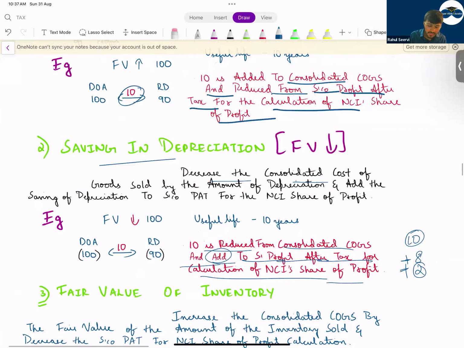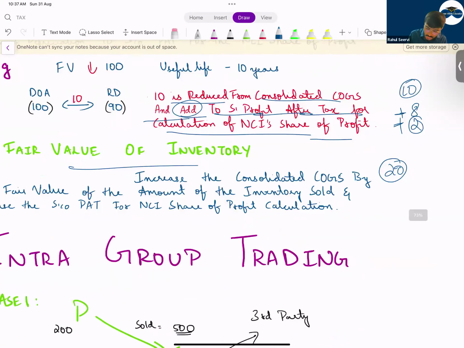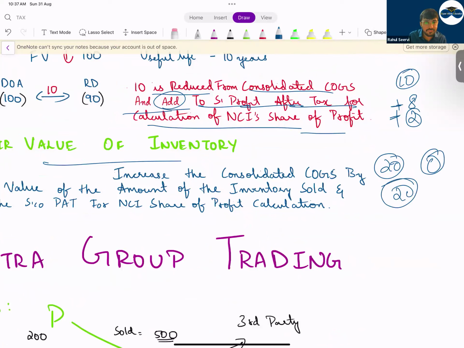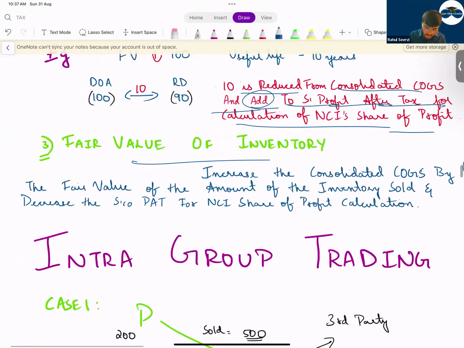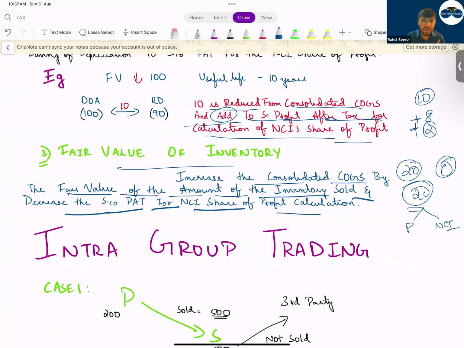So then fair value of inventory. Whatever is the value of the inventory which you have sold. If I mention 20 is the fair value increase, and the inventory we have fully sold, so this 20 will affect your parent and NCI calculation both. If I say the company has not yet sold any inventory, then no adjustment in P&L. Understand? Increase the consolidated cost of goods sold by the fair value of the inventory sold and decrease the subsidiary's profit for the NCI share of profit calculation.